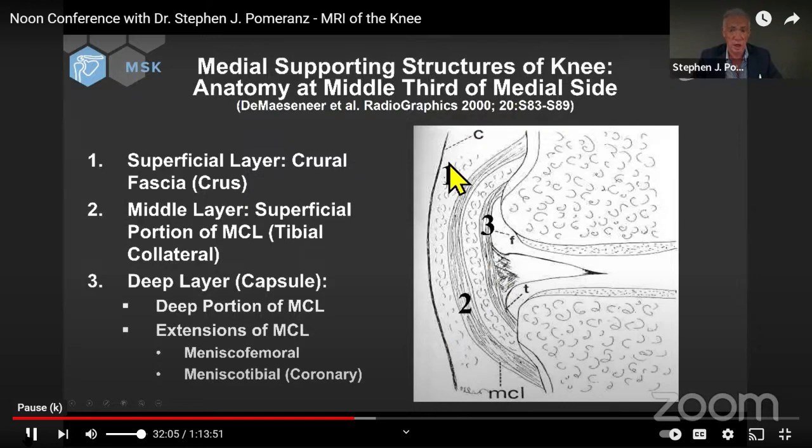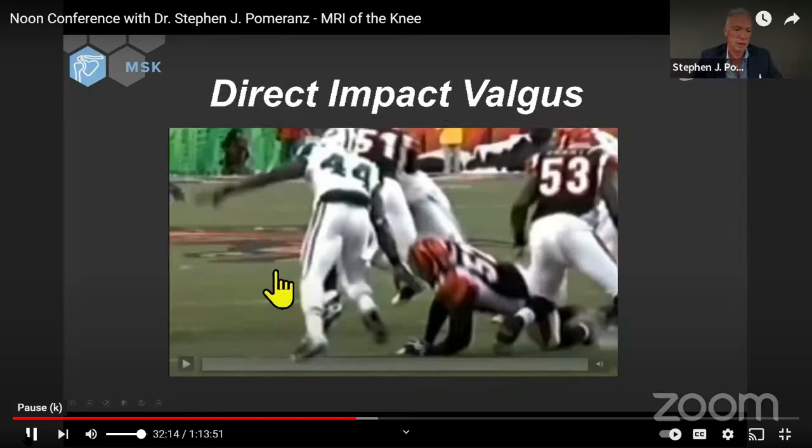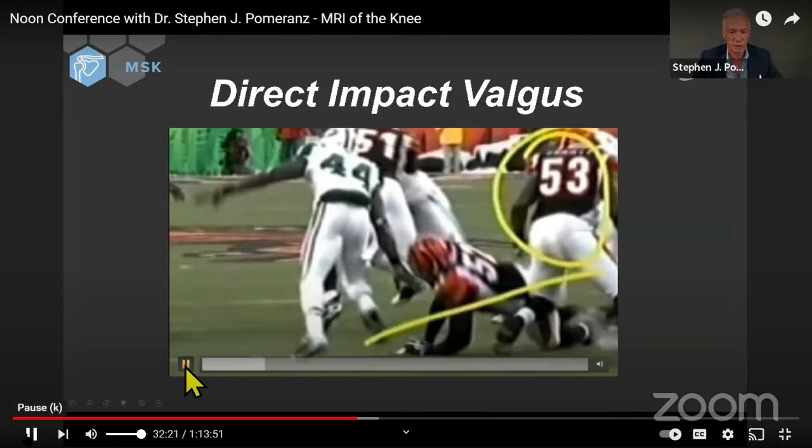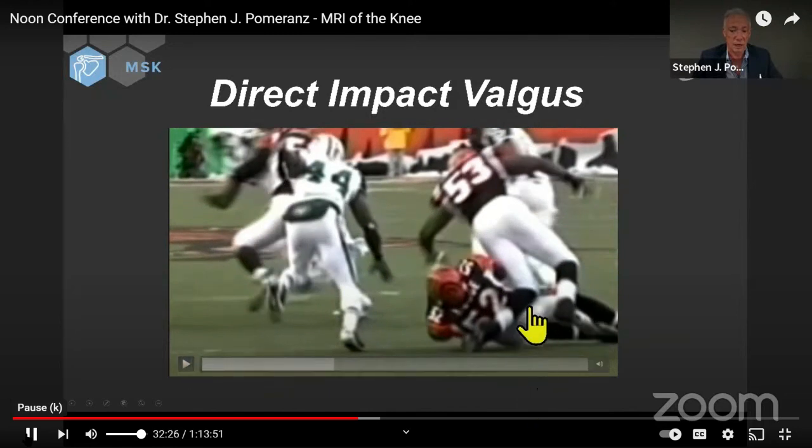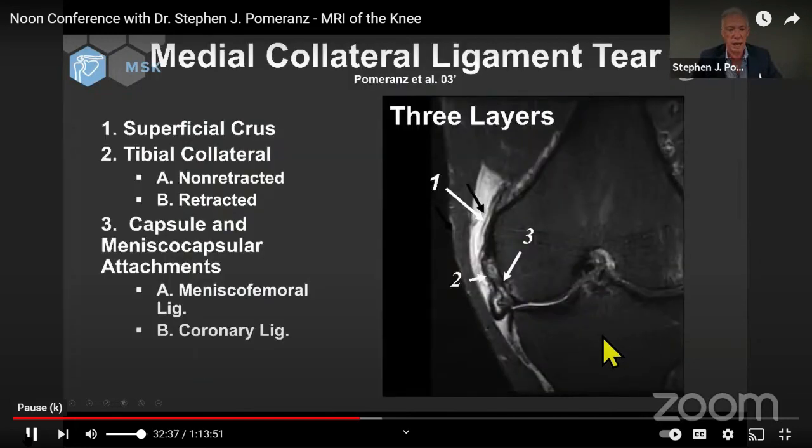Now, between these levels are areas of fat pad formation and bursa. So you can get a deep and superficial MCL bursitis. Let's see how we can get a valgus event. And here we go. Here comes the valgus event. Somebody's rolling up into this poor guy's knee right there. Now, this time, the foot is not fixed on the ground. Otherwise, it would have been a much more severe injury. So that's a good thing. You can see the valgus pushing on the outside of the knee. And now let's look at what happened.